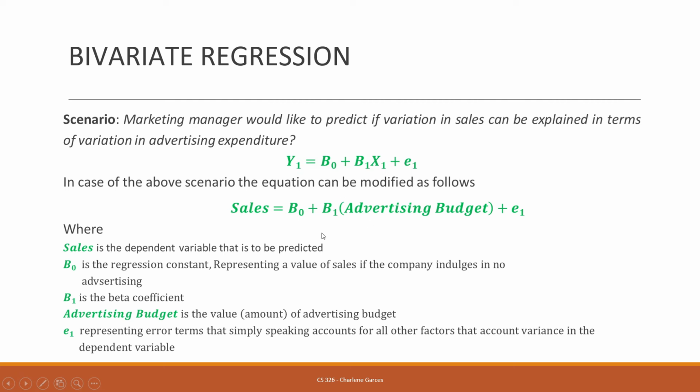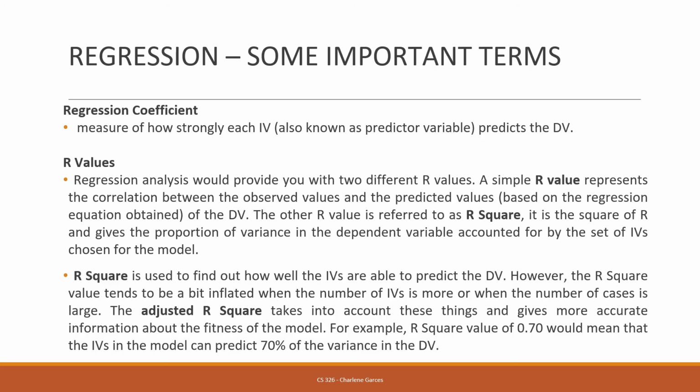Again, this formula involves only two variables. So we have one independent variable and one dependent variable. And then there are some important terms when it comes to regression. Anyway, I'm not using this most of the time. I'm actually focusing more on the regression analysis which involves dependent and independent variables. Maybe later on, we will be focusing on two or more independent variables.